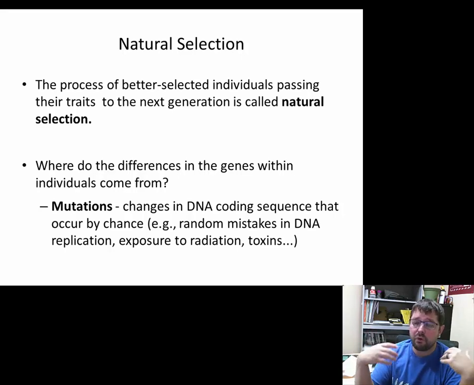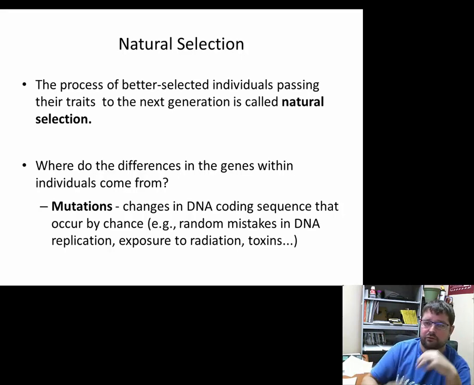Now we know so much that we know ways in which the DNA can be changed by either mistakes in replication, exposure to radiation, UV rays, different types of toxins, different environmental components can change the DNA. And as we progress, we know more and more about DNA, and we know where the differences can come from for natural selection.